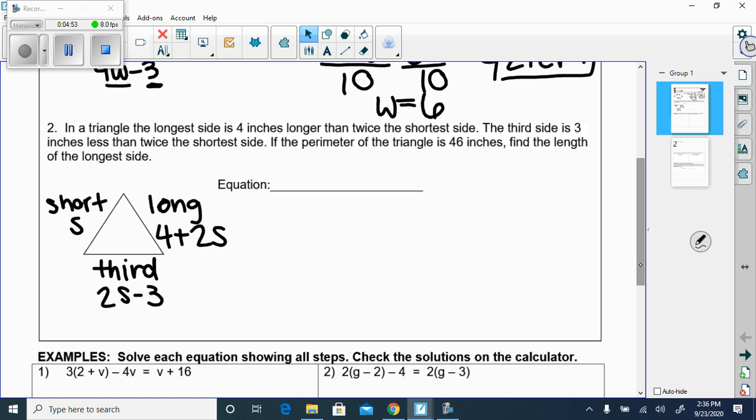And again, perimeter we said was just adding up all the sides. So that's what I'm going to do. I've got an S here, a 2S here, and a 2S here. 5S. Good. And then I've got a 4 and a negative 3. So we've got a +1. Alright. So now I need to solve. It starts with 1 plus 5S.